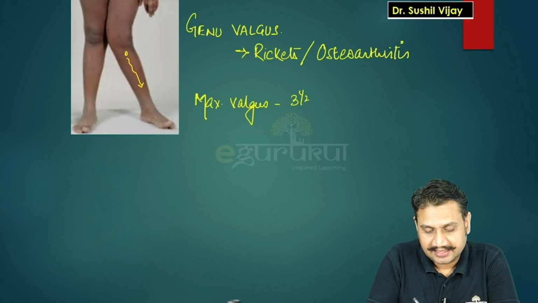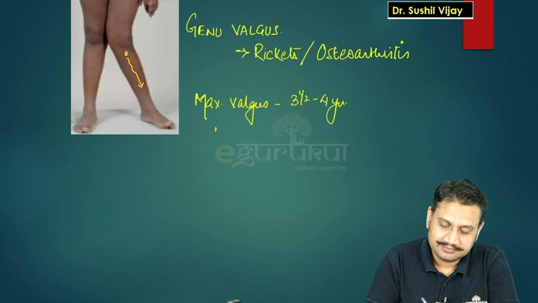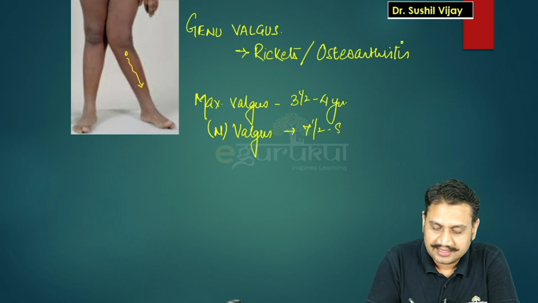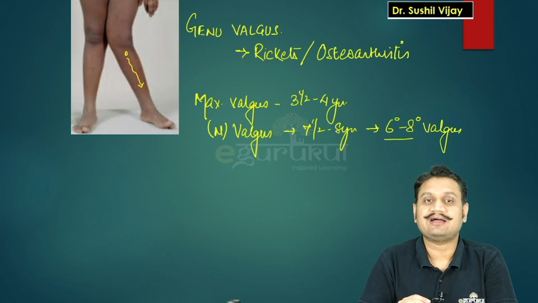Maximum valgus is at the age of 3.5 to 4 years, which gradually declines and becomes a normal valgus by what age? By 7.5 to 8 years. And how much is the angle we all have as a part of the mature skeleton? It is 6 to 8 degrees of valgus. That's what we have right now, right?